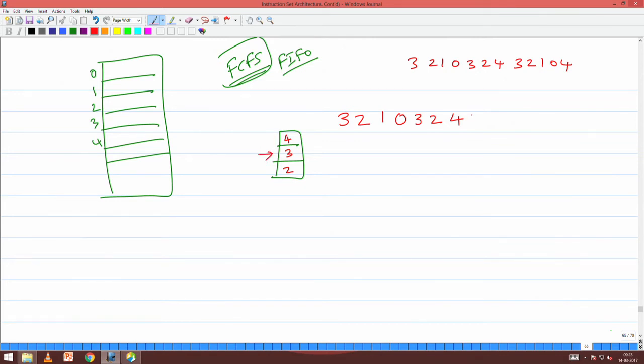Right? Now 3 and 2 do not have any page faults. 3 is there, 2 is there, they are already there. Again 1 comes, this one gets replaced. Now 0 comes, then 4 comes, 4 is already there in the middle. So how many page faults did it cost?